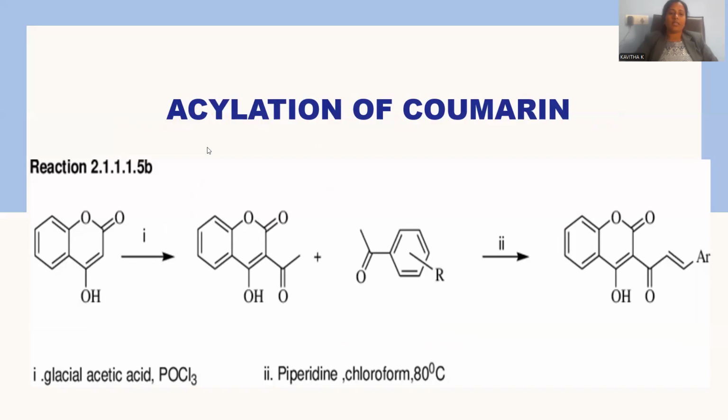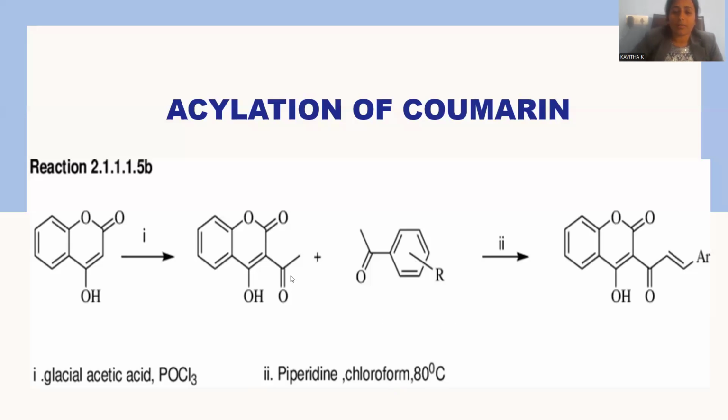Let me perform this acylation of the coumarin. Coumarin is reacted with glacial acetic acid and phosphorus oxychloride, giving rise to 3-acetyl coumarin. This generated 3-acetyl coumarin can be treated with acetophenone, and the conditions applied are a strong base, piperidine, and chloroform at a temperature of 80 degrees centigrade, so that the condensation can occur.